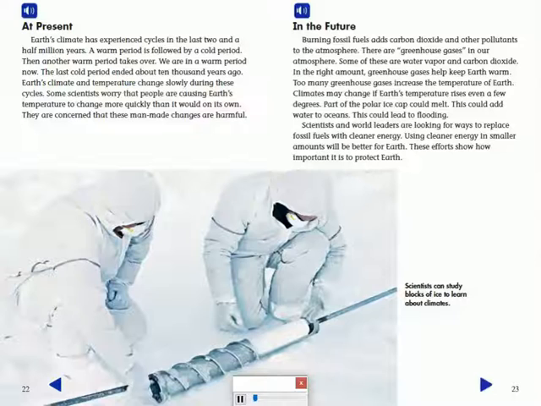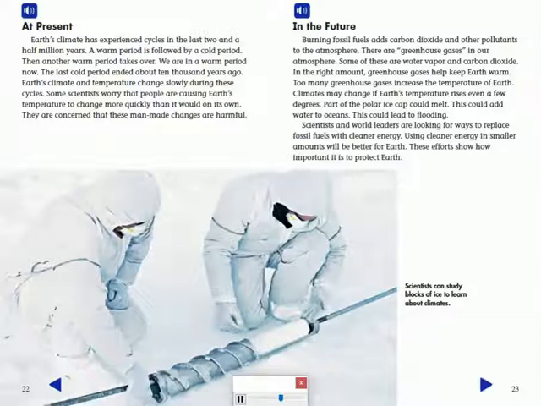At present, Earth's climate has experienced cycles in the last 2.5 million years. A warm period is followed by a cold period. Then another warm period takes over. We are in a warm period now. The last cold period ended about 10,000 years ago.